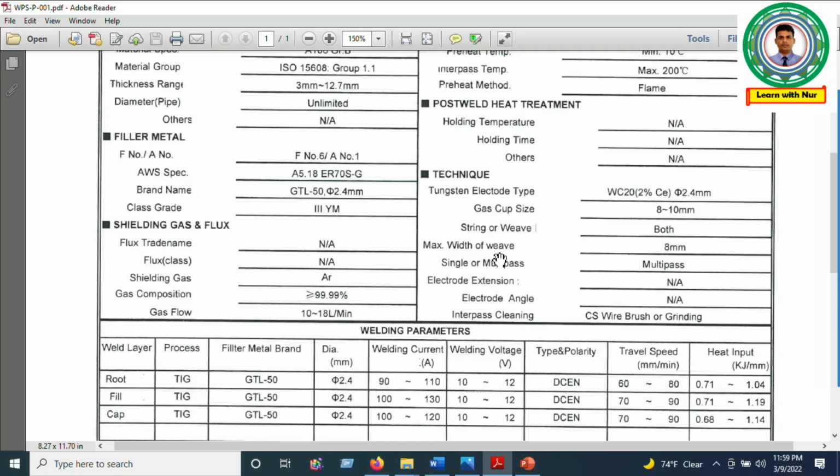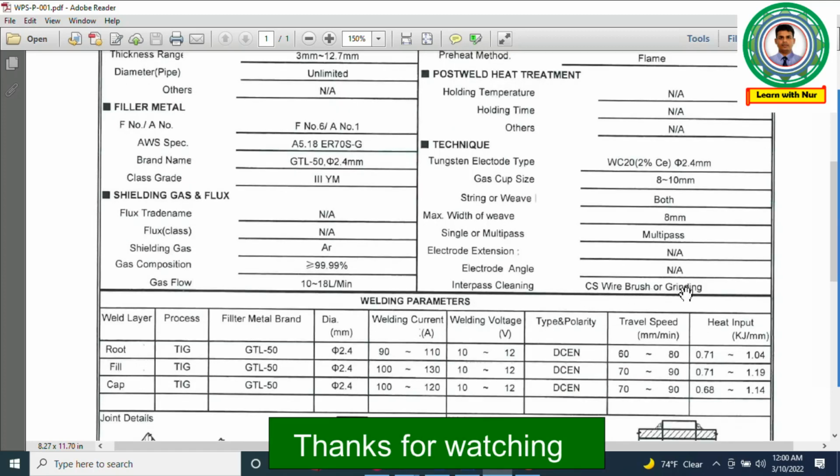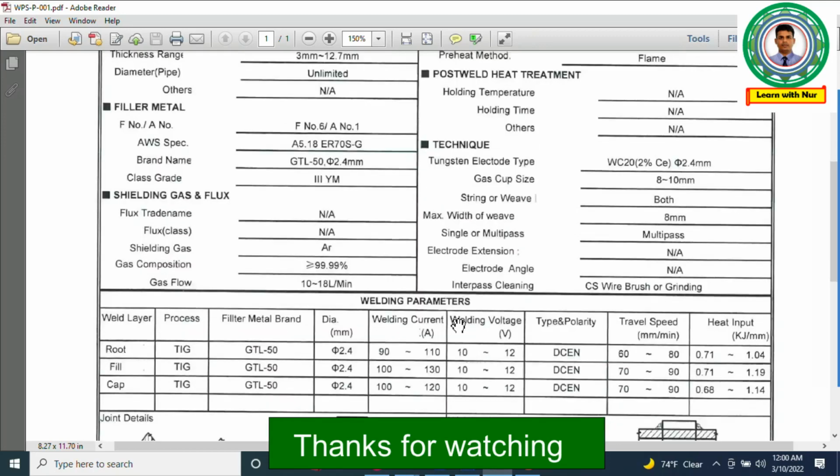Single or multipass, so this is the multipass process. Electrode extension not applicable because we are not using the electrode here. Electrode angle not applicable. Interpass cleaning, CS wire brush or grinding, so we need to use the wire brush or grinding for interpass cleaning. I hope you understand this point.